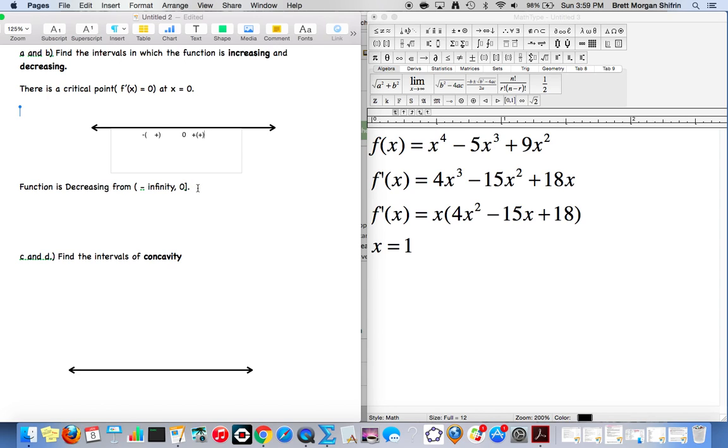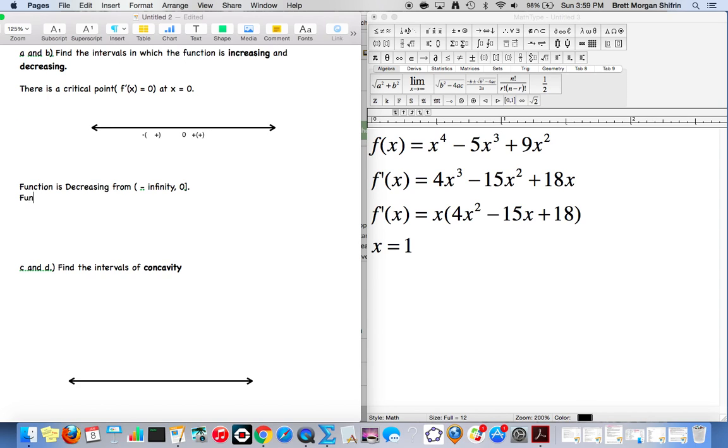So we'll be able to say that the function is increasing from 0 to positive infinity. Okay, I can't use a closed bracket here because I don't know where positive infinity is. Right, so that's very easy to find out.